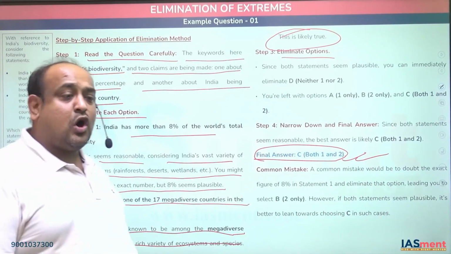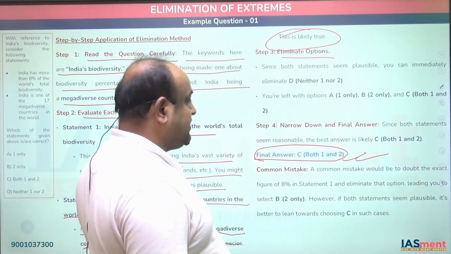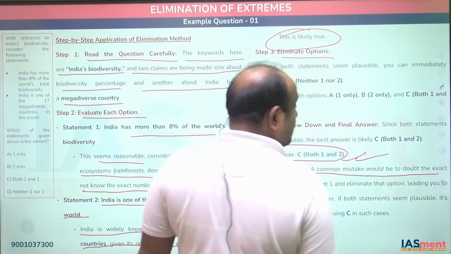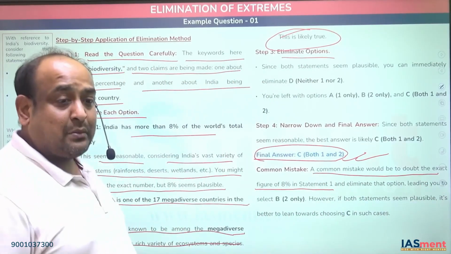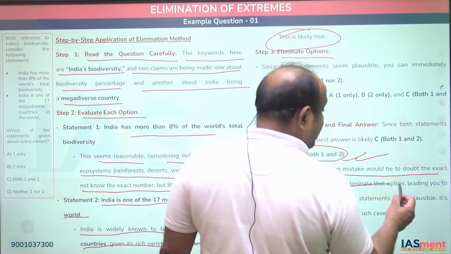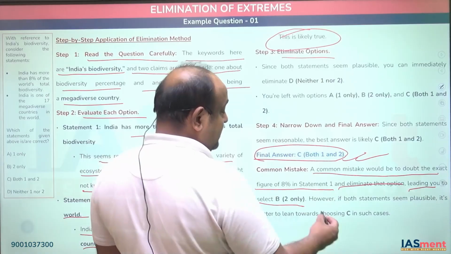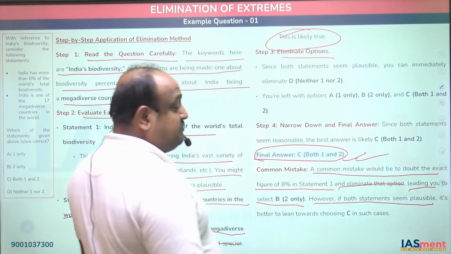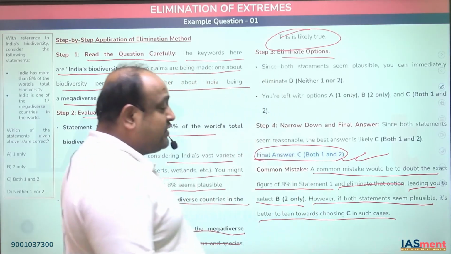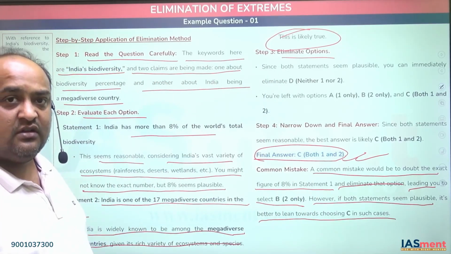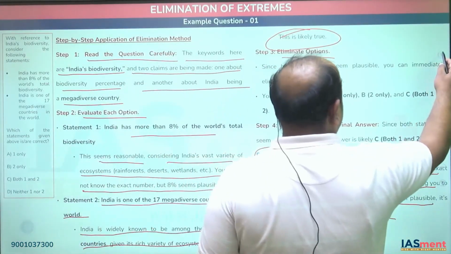Now, what common mistakes can students commit while solving this question? A common mistake would be to doubt the exact figure of 8% in statement 1 and eliminate that option, leading you to select B only. However, if both statements seem plausible, it's better to lean towards choosing C in such cases. Okay. Now let's move to the next example.